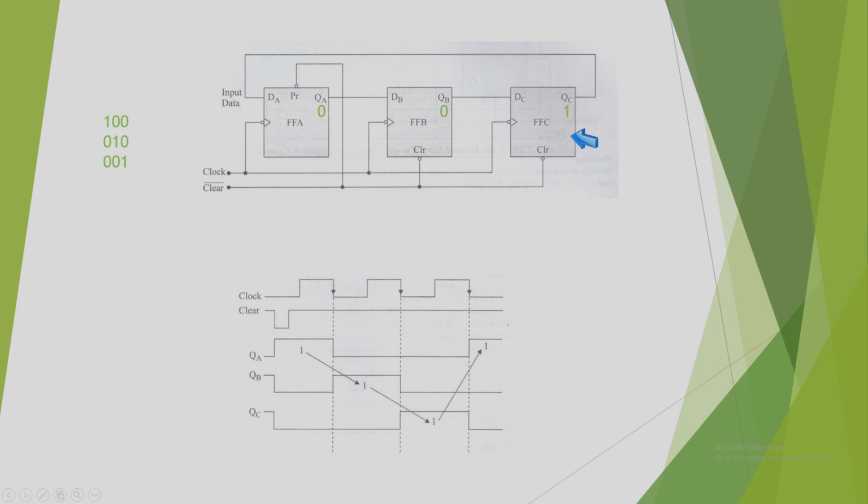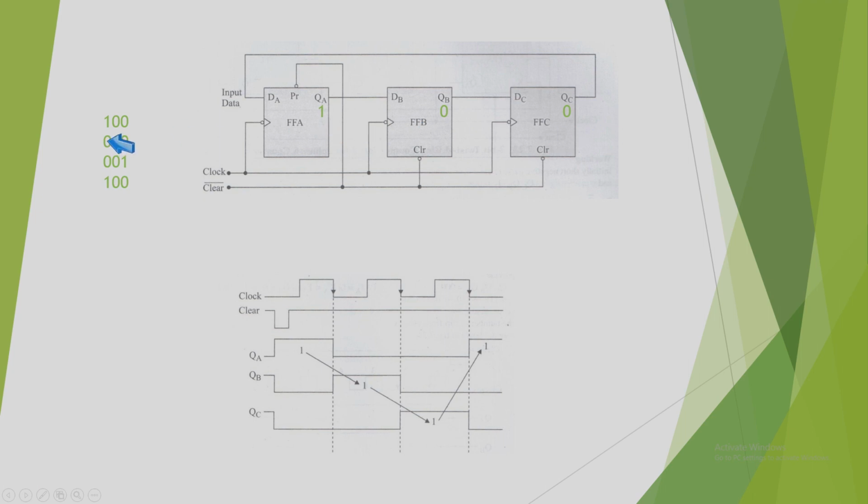So the next negative edge will make it 1, make it 0, and will make it 0. So at the next negative edge, this will be the status. So this will be the counting. This is how a ring counter works.